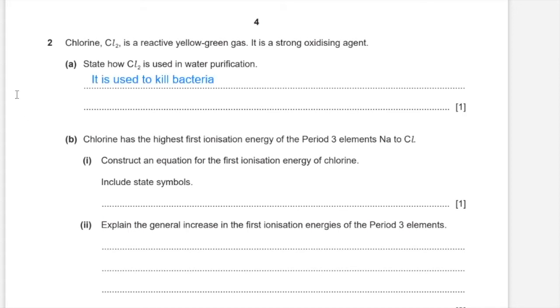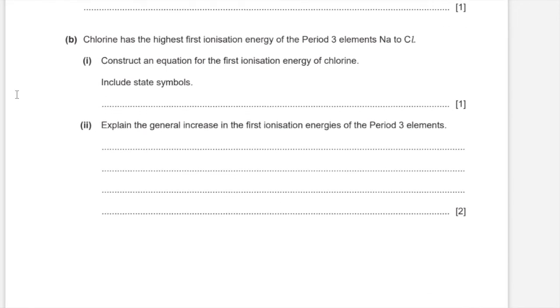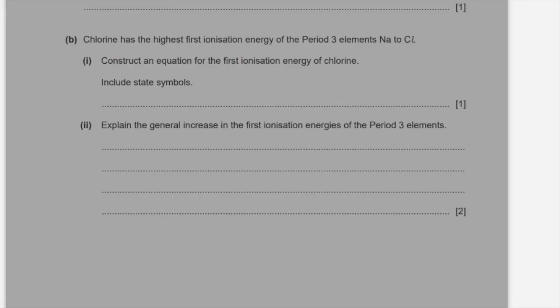B. Chlorine has the highest first ionization energy of the period 3 elements from sodium to chlorine. 1. Construct an equation for the first ionization energy of chlorine and include state symbols. So that would be removing an electron from 1 mole of gaseous chlorine atoms. And so you have the state symbol, and you remove an electron to form a positive chlorine ion, which would be in gaseous form as well.